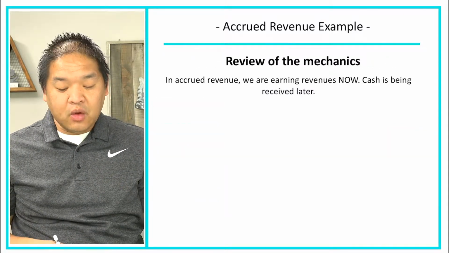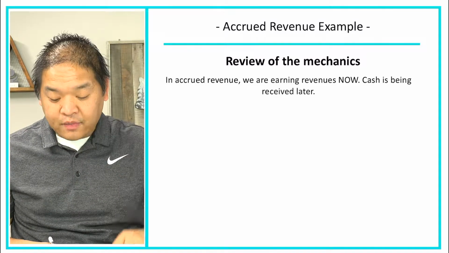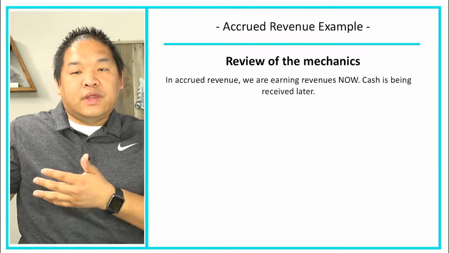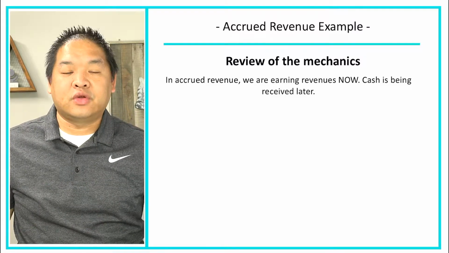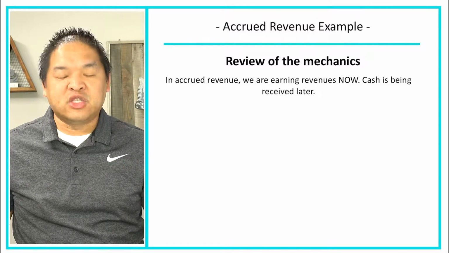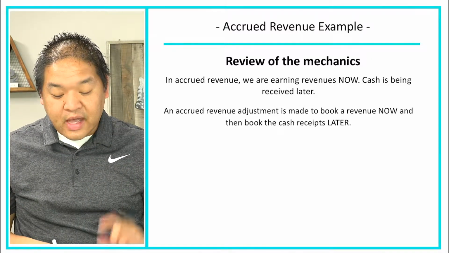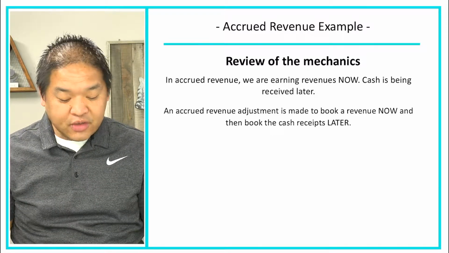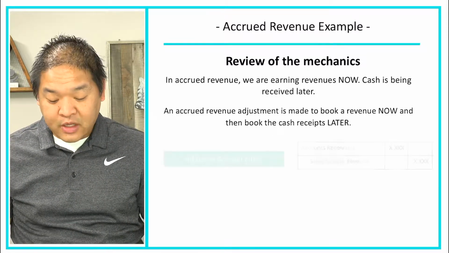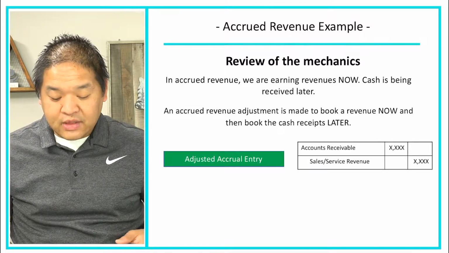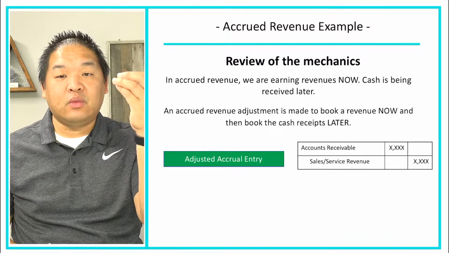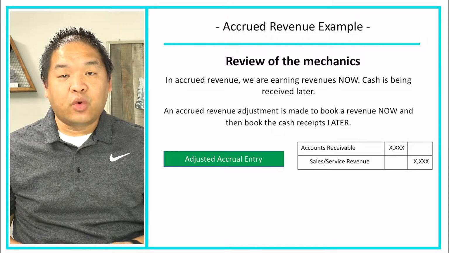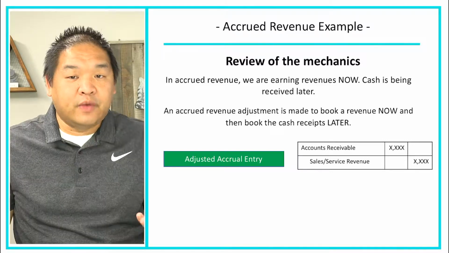So in accrued revenue, we are earning the revenues now, but cash is being received later on, typically within the payment term. So 30 days, net 30, and so on. So an accrued revenue adjustment is made to book a revenue now and then book the cash receipt later on. The adjusting journal entry: we're going to debit what we're owed. So we're owed something, so we're going to debit accounts receivable, and then we're going to credit sales or service revenue because we've earned it.